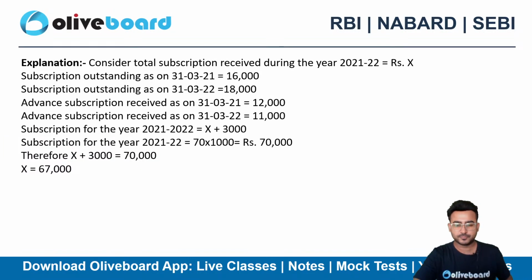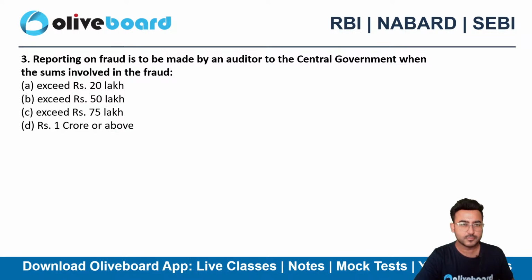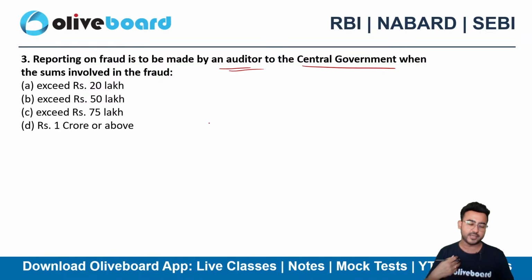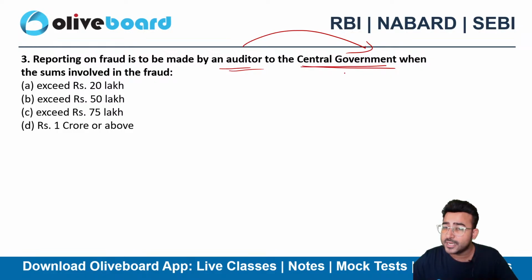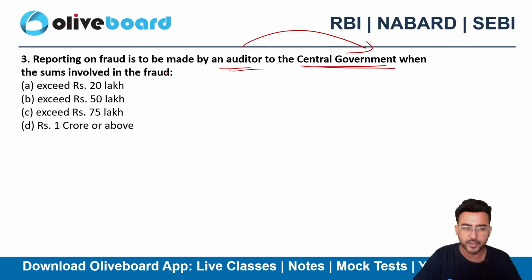Next question. Reporting on fraud is to be made by the auditor to the central government. If I'm an auditor of a company and I'm aware of a fraud, I'll be reporting directly to the central government when the sum involved in the fraud exceeds how much? 20 lakhs, 50 lakhs, 75 lakhs, or 1 crore and above. So what do you think, guys? Let me know your opinion in the comment section.